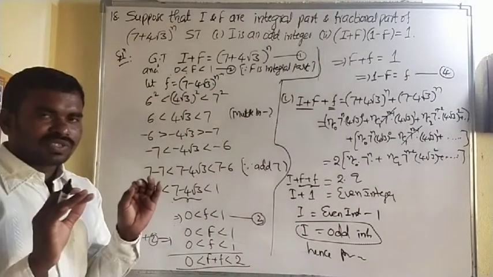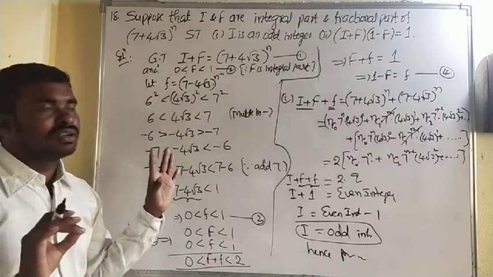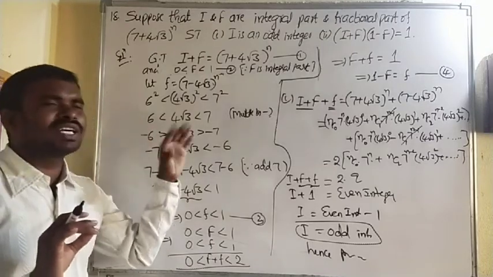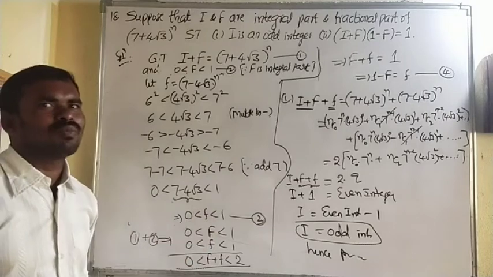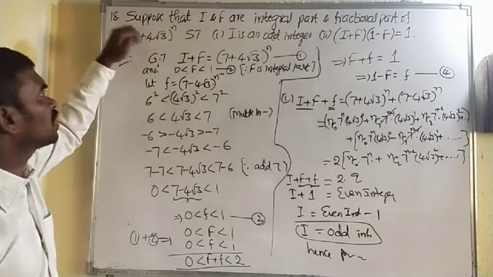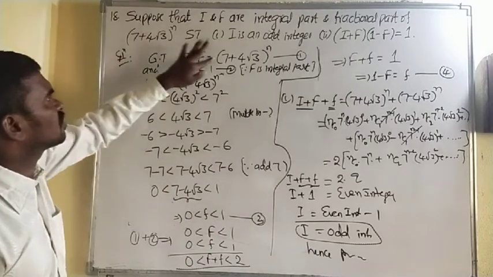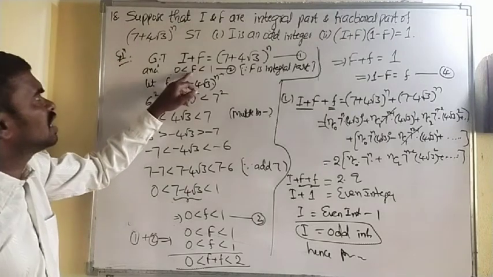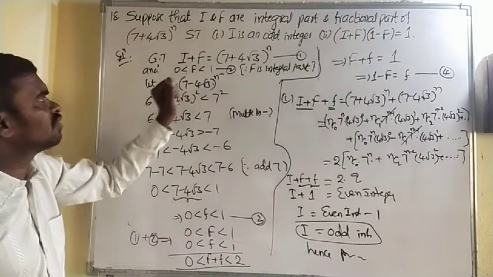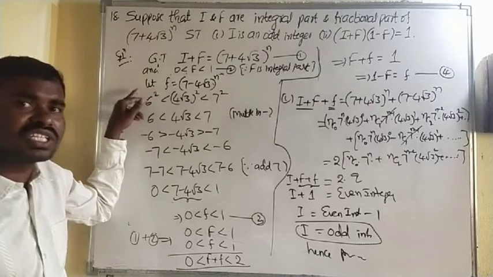Very simple. Not simple, it's a little bit difficult, because in this chapter we should remember some key points. Here, what do we have to remember? First, take the given I plus f equal to 7 plus 4 root 3. Immediately f means fraction part, so it lies between 0 and 1. Immediately let us assume this, so we have to remember it.